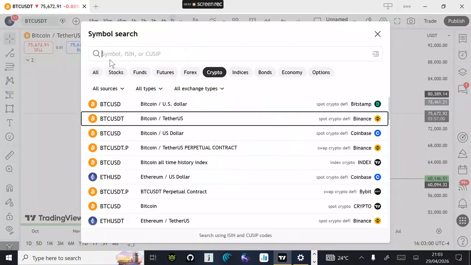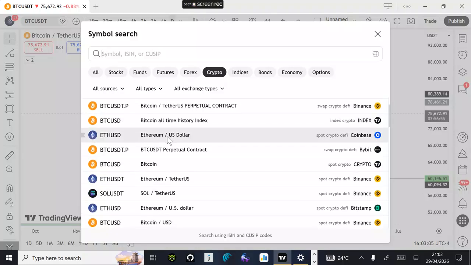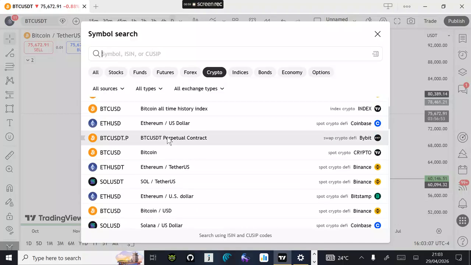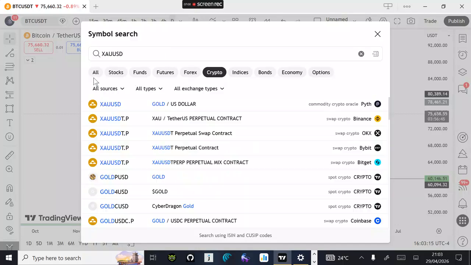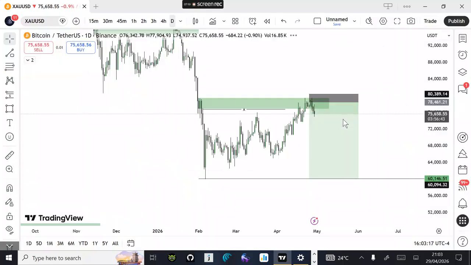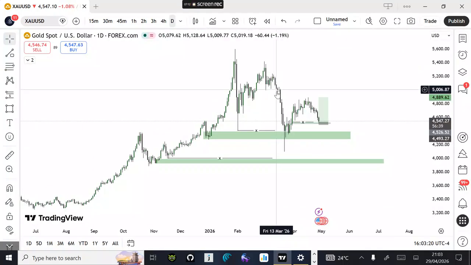So if you know you're going to still be shorting, that means you'll be looking for shorts on Ethereum also and the crypto. Whatever Bitcoin is doing, most of the major crypto pairs will follow suit. So I don't need to go deep into that. I don't want this video to be too long. So let's look at what gold is doing quickly.